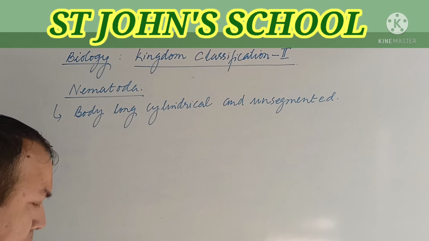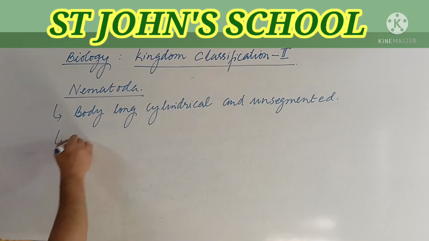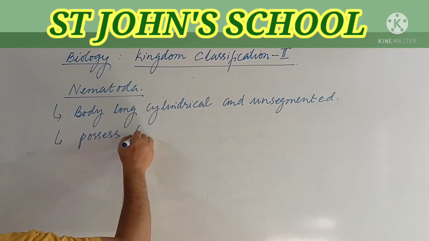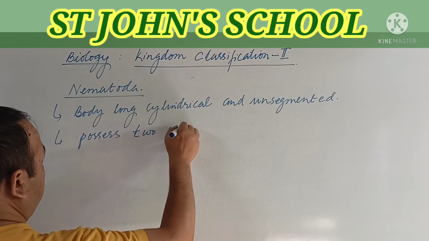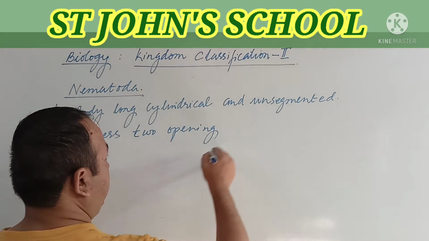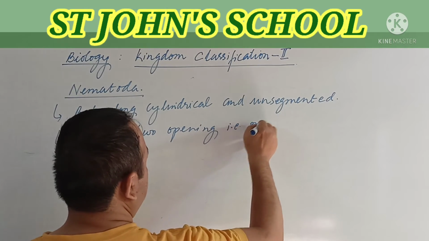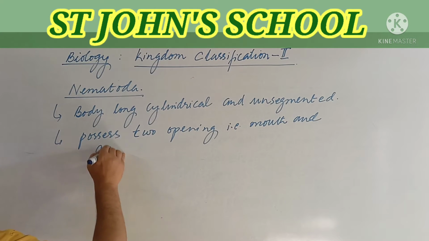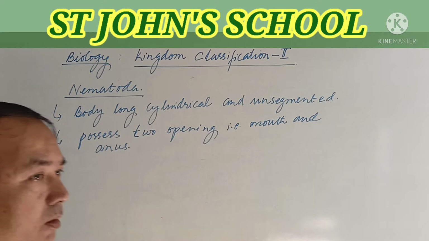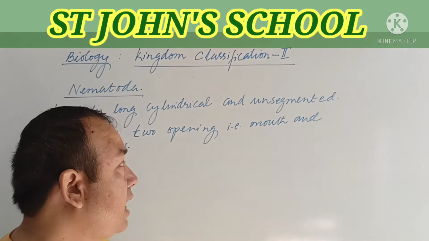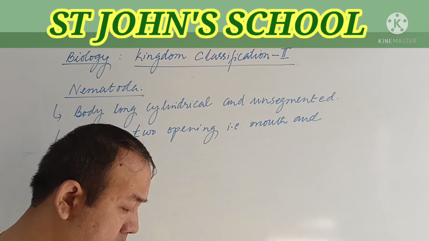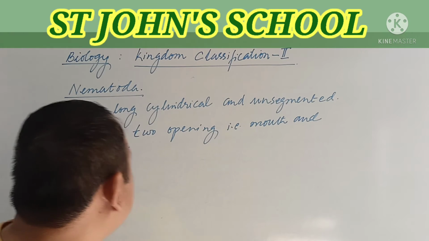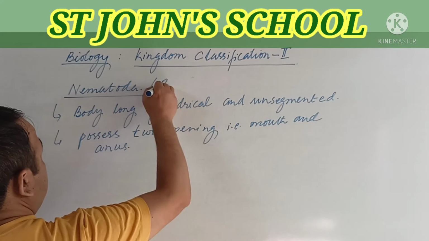Then again it possesses two openings, that is mouth and anus. Both are present in it. So that means its alimentary canal is well developed, with both mouth as well as anus. Two openings it has.